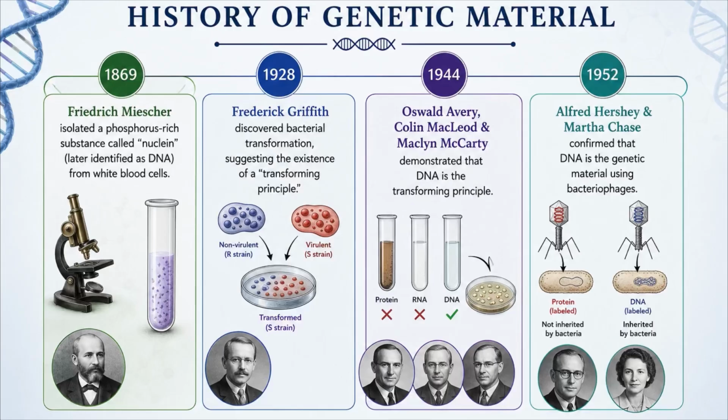In 1928, Frederick Griffith discovered bacterial transformation, suggesting the existence of a transforming principle, and that also was later identified as DNA. In 1944, Avery, MacLeod, and McCarty demonstrated that DNA is the transforming principle. And in 1952, Hershey and Chase confirmed that DNA is the genetic material used in bacteriophages.